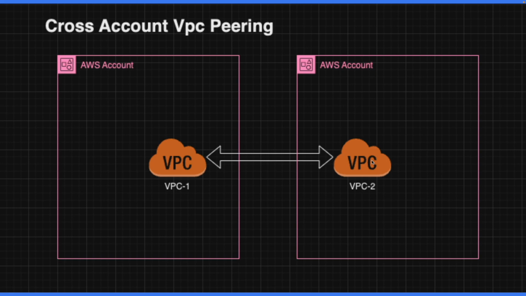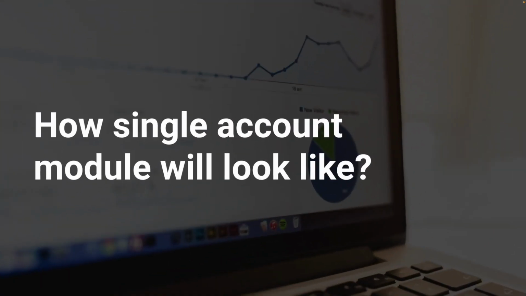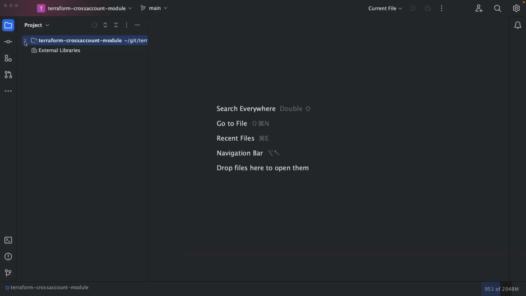So let's see how we can implement this. We will start with how a single account VPC peering module will look. Then we will see how we can modify that same module to work cross account. I have this GitHub repo on which I have put all my code. I will paste the link in the description section. Let's see what it has.